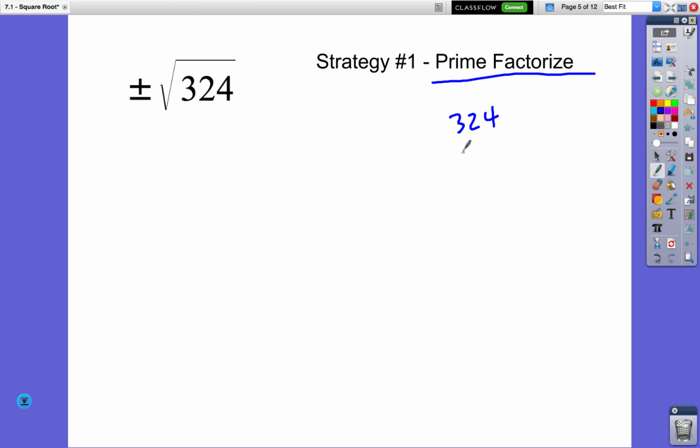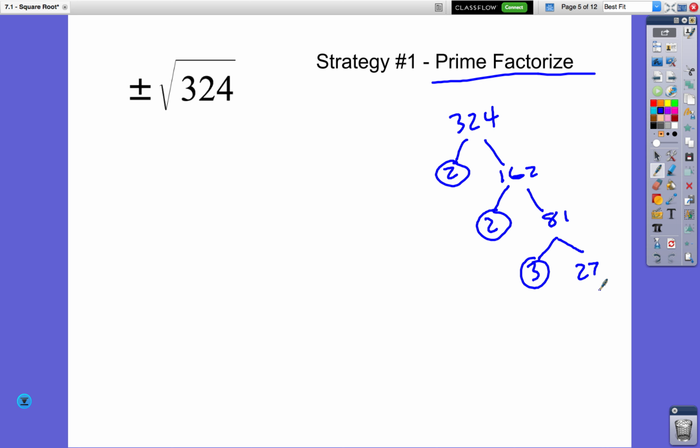324, one of its prime factors is 2, because of course it's an even number. So 2 times 162. 162 is still even, so I can take another prime factor of 2 out of that and get 81. But now 81's odd, but I happen to know that 81's divisible by 3. So 3 times 27. Running out of space here, let's go the other direction.